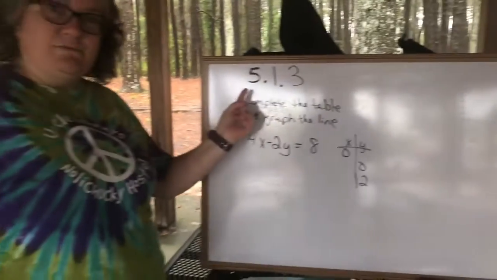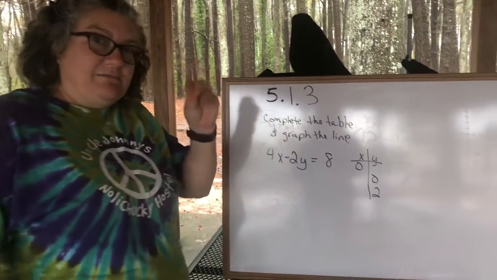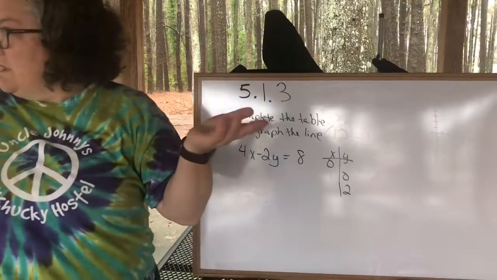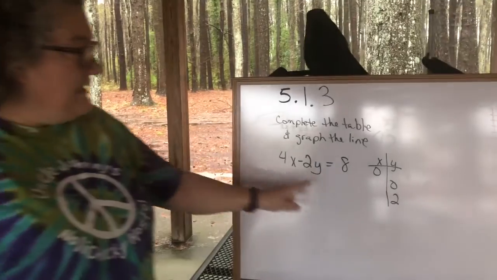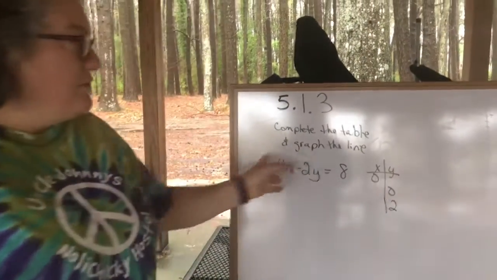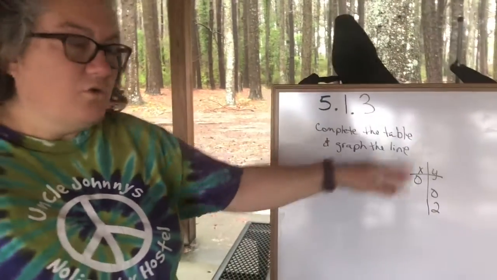All right, as you can see, we're still in 5.1. We're trying to keep the video short, and we're still at this lovely off-site location. So right now we're going to learn how to complete the table. This is what I mean by the table, and we're going to graph this line. So I will have to draw the coordinate plane over there.